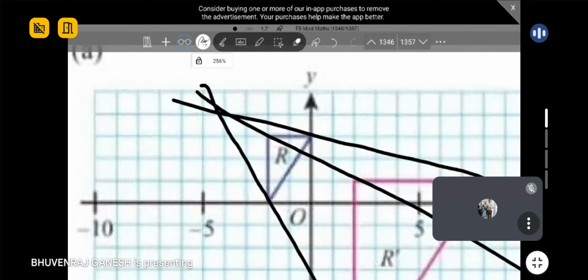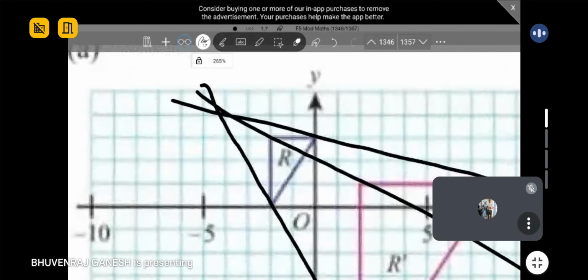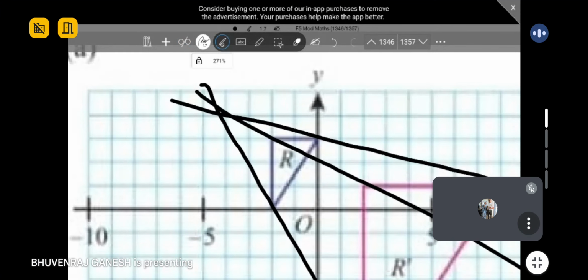Okay, guys. So can you see the common intersection point? Ini adalah titik persilangan dia. So this is the center. Ini adalah pusat pembesaran. Okay.